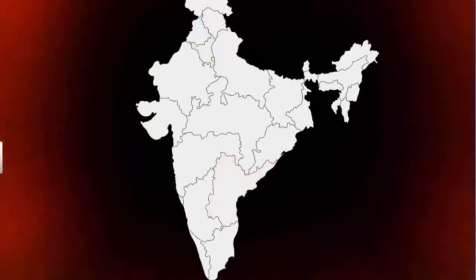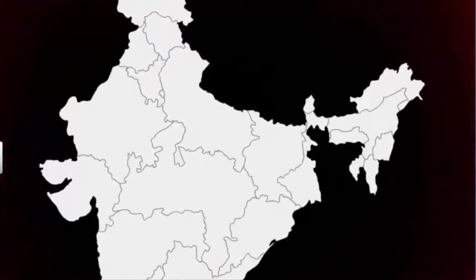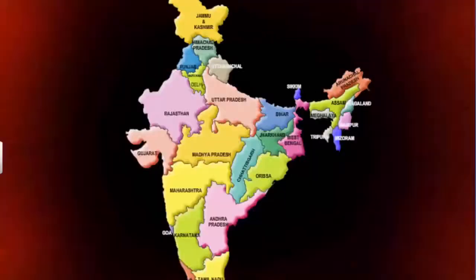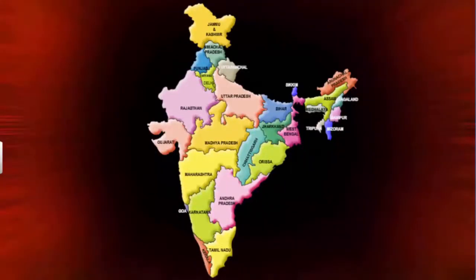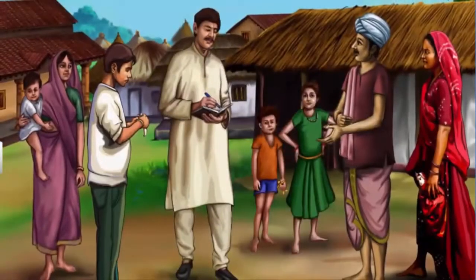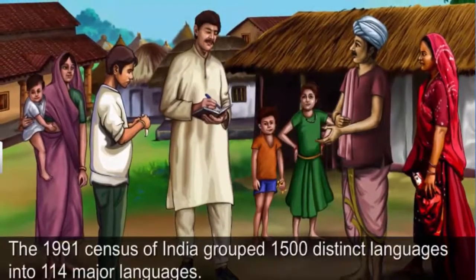Some states like Nagaland, Uttarakhand, and Jharkhand were created to recognize their cultural and ethnic differences. The formation of linguistic states has made the country more united and easier to administer. Another test for the success of the Indian Federation was the framing of the language policy in a multilinguistic country. The Census of India held in 1991 identified 1,500 distinct languages and grouped them under 114 major languages.